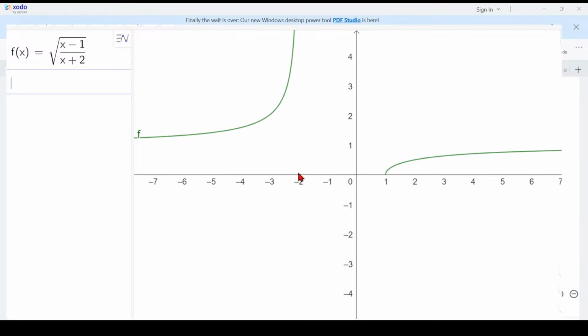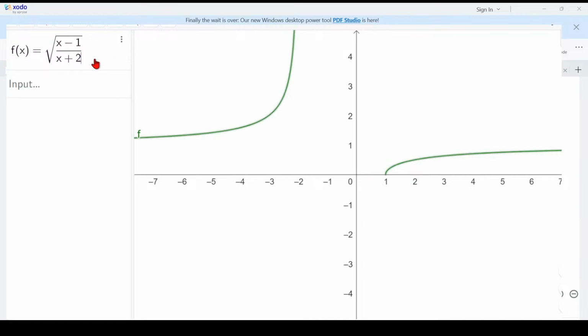Okay, it is defined before minus 2. For example, when we are talking about between 0 and 1, it is not defined because the denominator is positive and the numerator is negative. In fact, between minus 2 and 1 it is not even defined. So there is no question of left hand limit. Agreed?